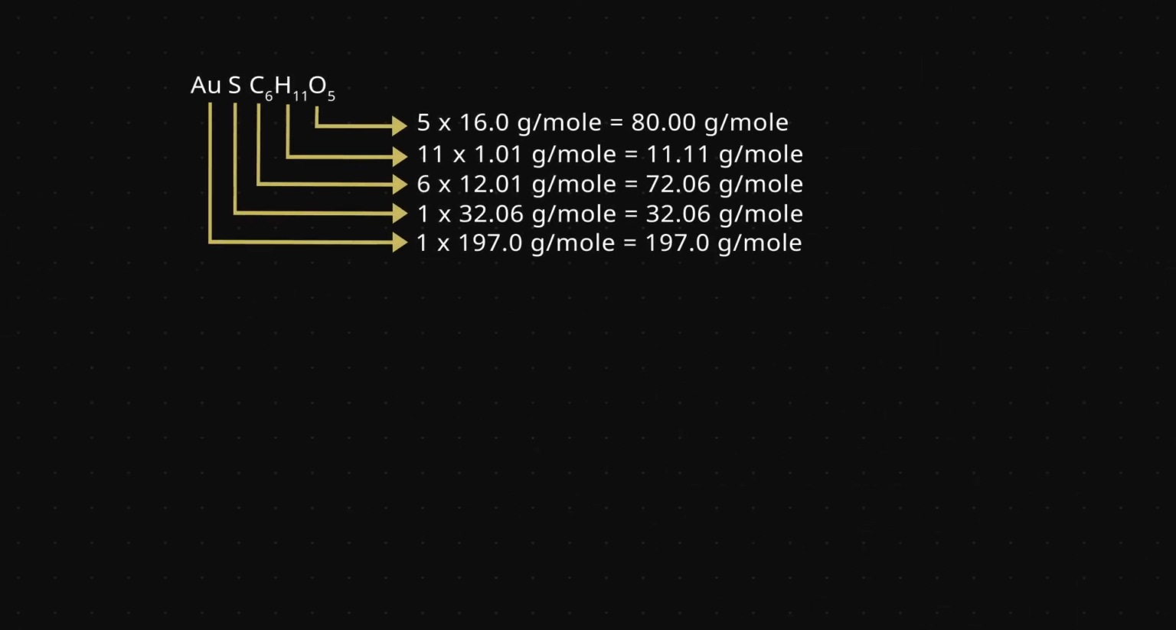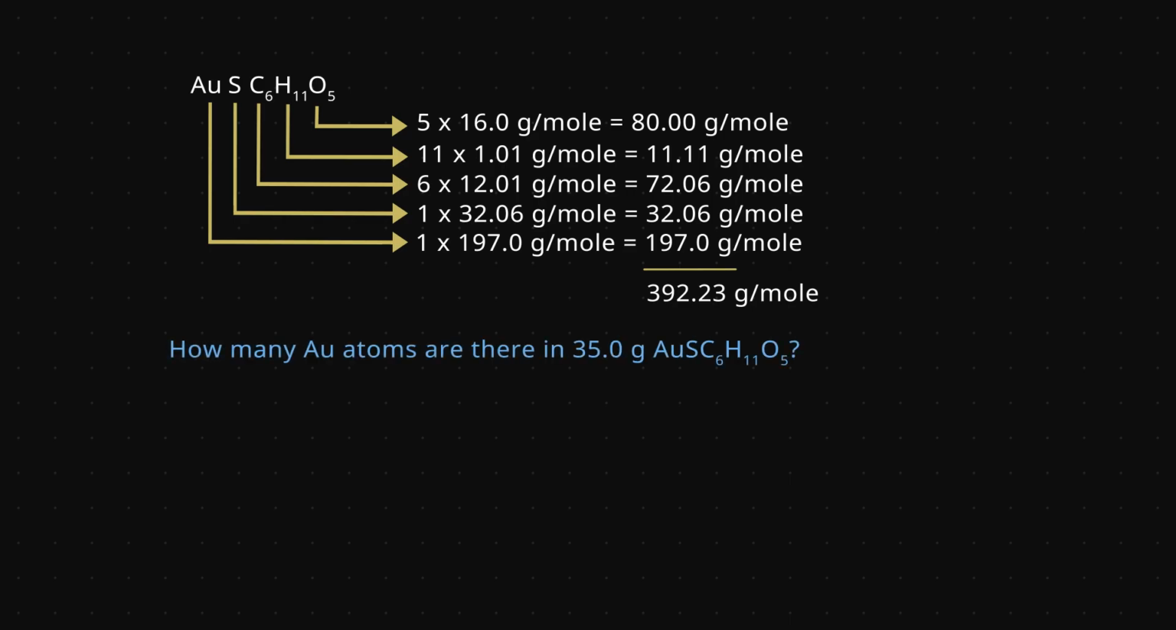Let's do the calculation for aurothioglucose first. We're gonna start with 35 grams of this compound. We're gonna need to determine the number of gold atoms in it. We can use the formula AuSC6H11O5 to determine the molar mass of the compound, which is 392.23 grams per mole. We can use this molar mass to determine the moles of aurothioglucose, and from there, determine the moles of gold atoms.